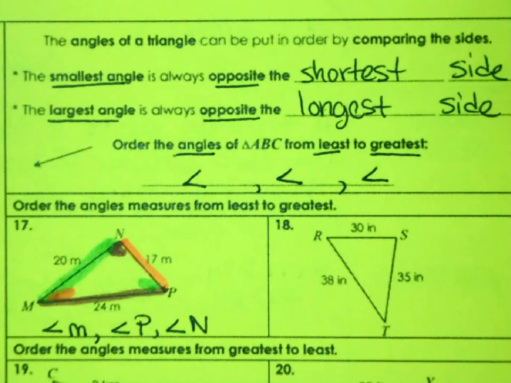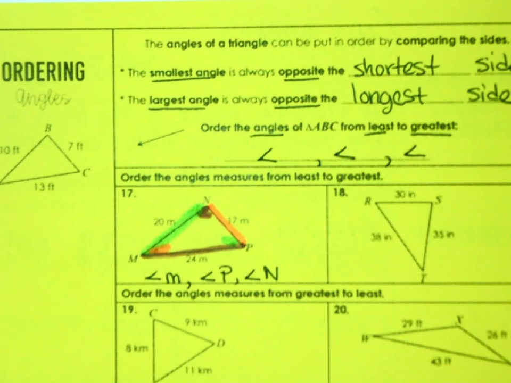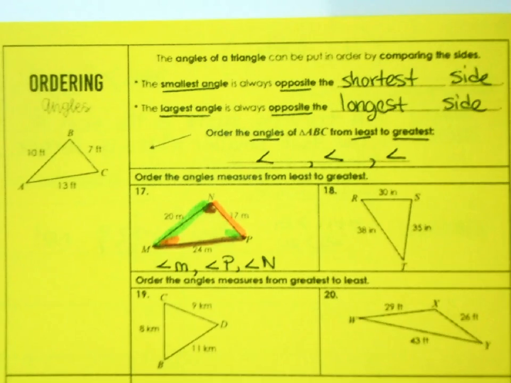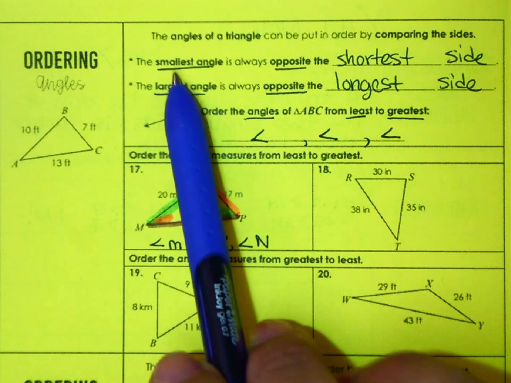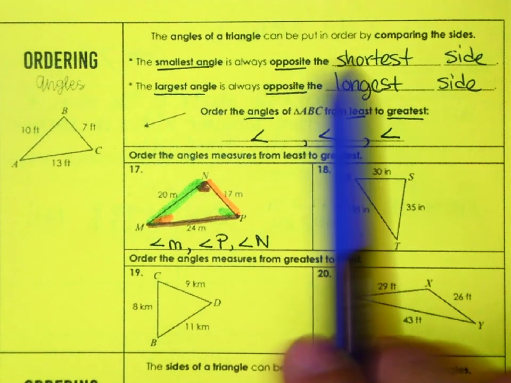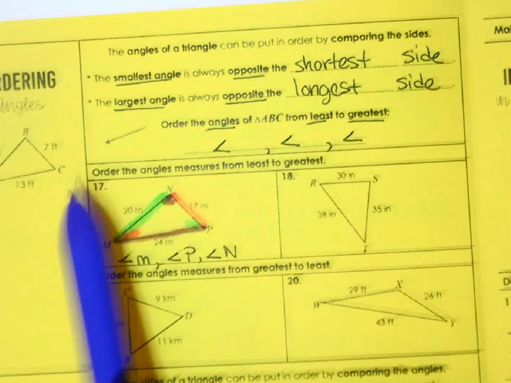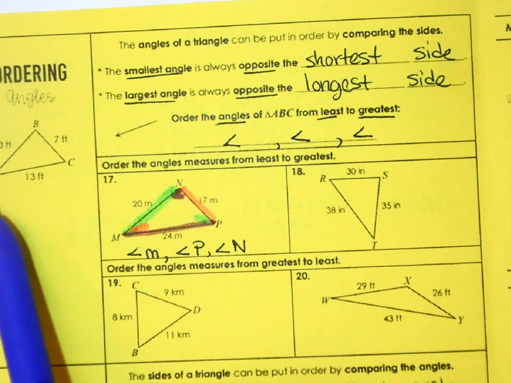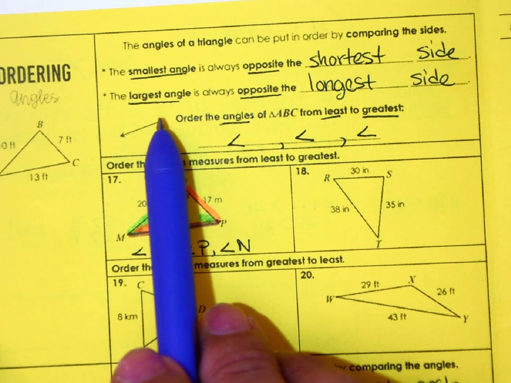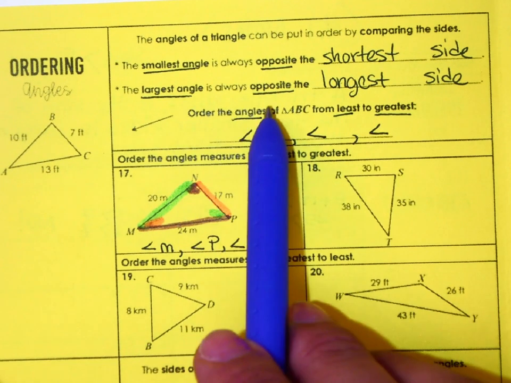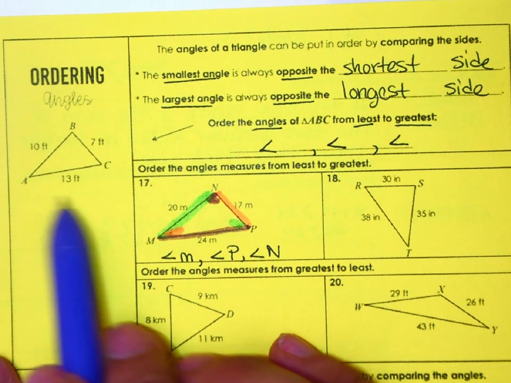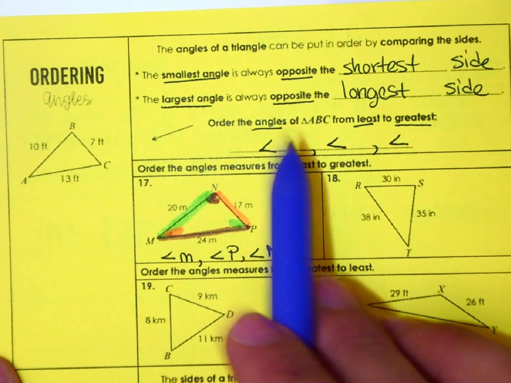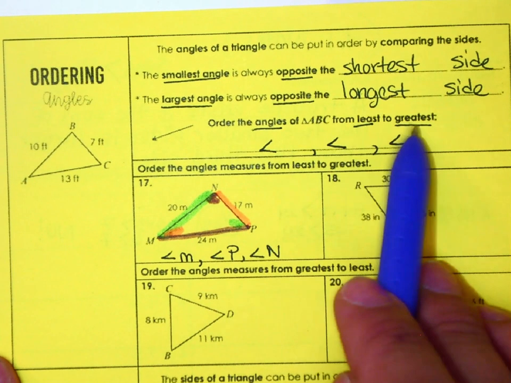For this other part inside the booklet, we have a summary of the relationships between the sides and the angles of a triangle. So the rule states that the smallest angle is always opposite of the shortest side. So look for the smallest side, and right across that will be the smallest angle. Same thing with the largest angle. It will be opposite of the largest side. So an example here, we'll be looking at this example of triangle ABC, and order the angles from least to greatest.